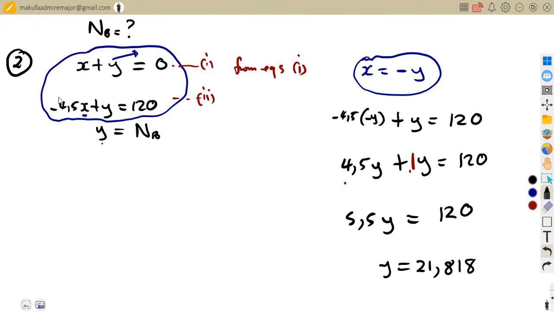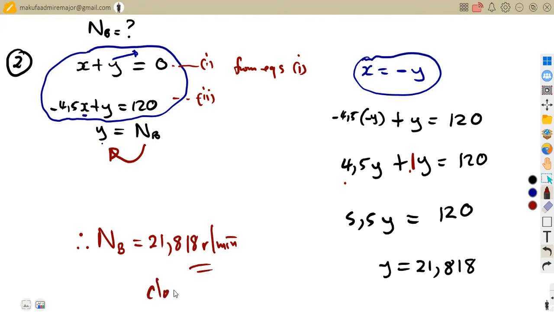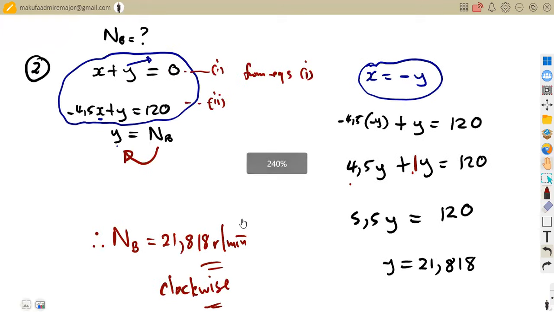But remember, we are saying the speed of B is equal to y. So therefore, it means the speed of B, which is our arm, is going to be 21,818 revs per minute. A positive means it's a clockwise. So the direction in this case, it means we are dealing with a clockwise. All right. So that is how you answer these questions, just like that. So we have answered the question 2 now.